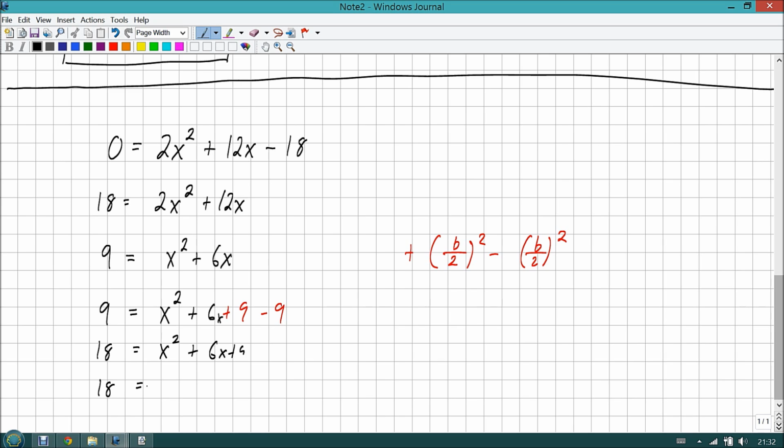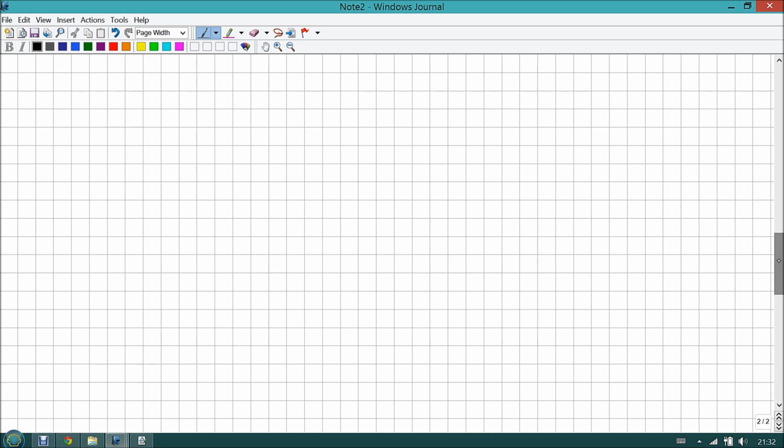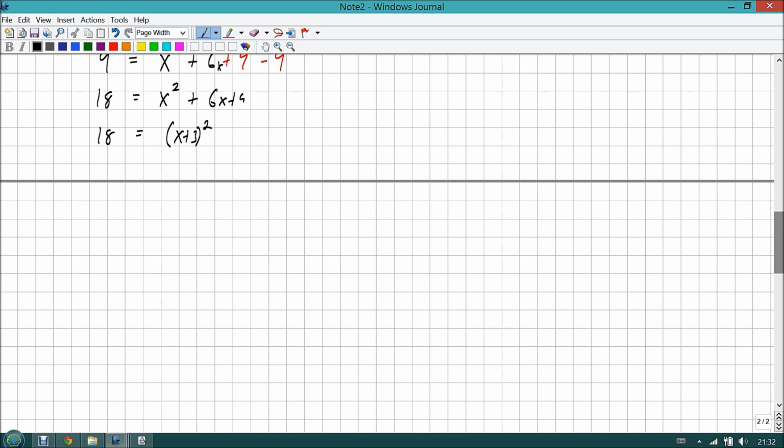So we have 18 is equal to x plus 3 squared. We have the square root, so plus or minus the square root of 18 is equal to x plus 3. So we have x is equal to negative 3 plus or minus the square root of 18.